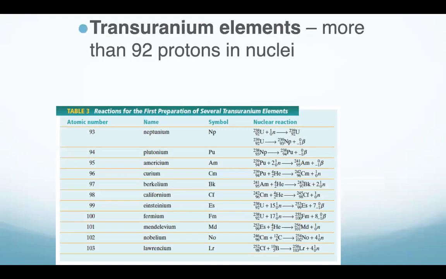So the elements that have more than 92 protons in the nucleus are called transuranium elements. So you can see them here from 93 to 103. And you can see the nuclear reaction that created them. So all of these elements you're looking at were all created by us. They're not naturally occurring.